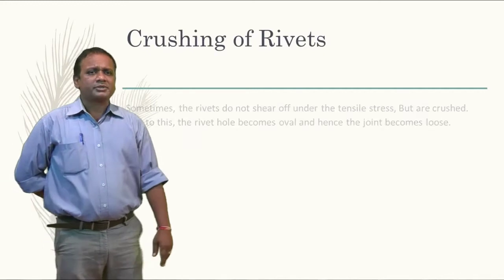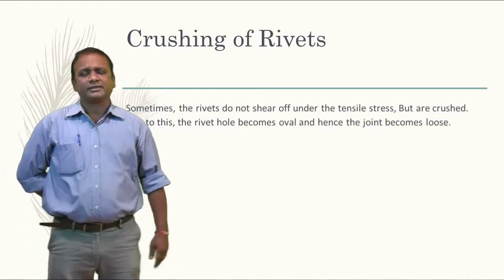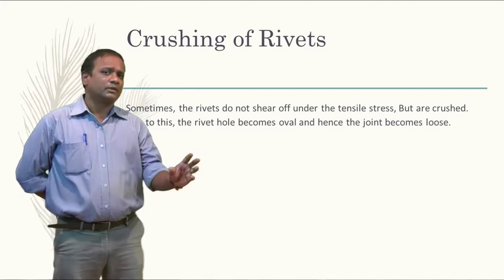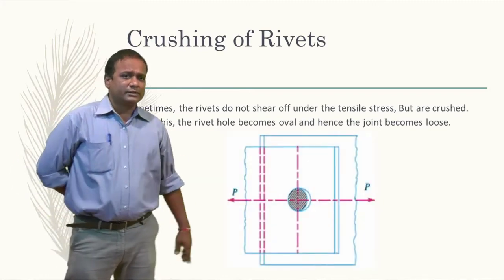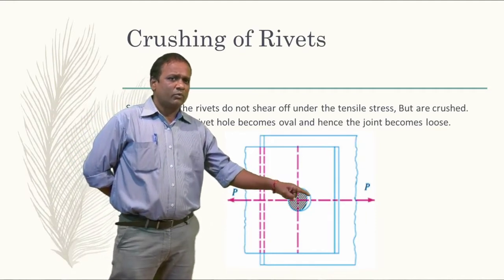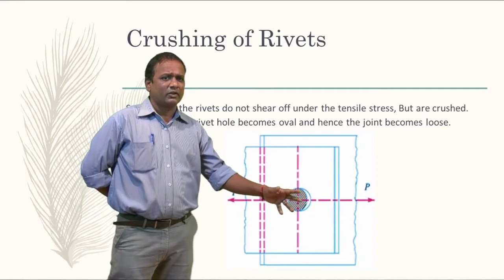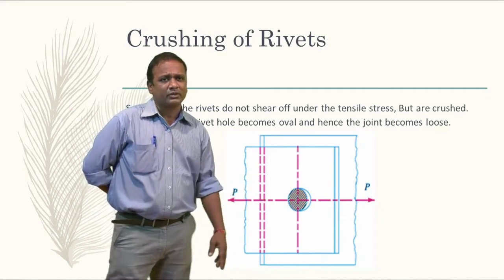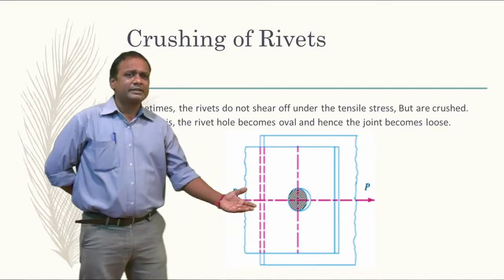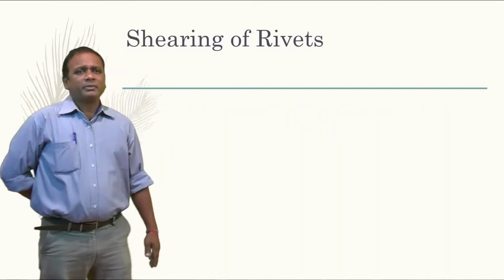Next is crushing of rivets. Sometimes the rivets do not shear off under the tensile stress but are crushed because of ovality in the rivet hole. In the sketch, you can make out a mark showing ovality in this rivet hole. If this failure happens, we call it crushing of rivets, and this may even loosen the joint.